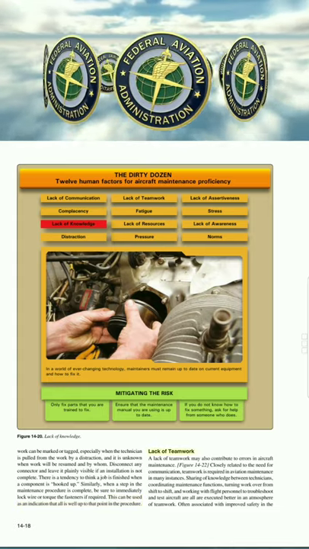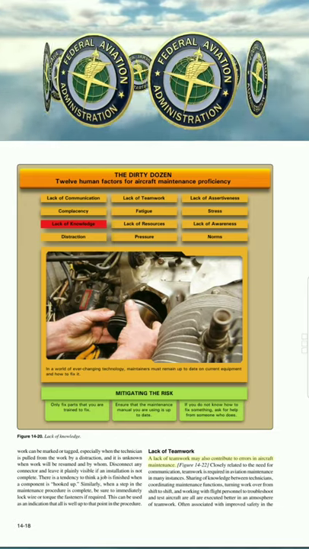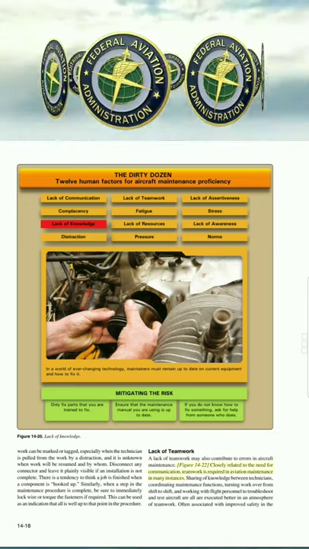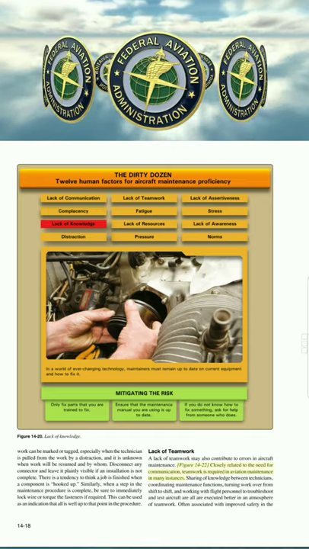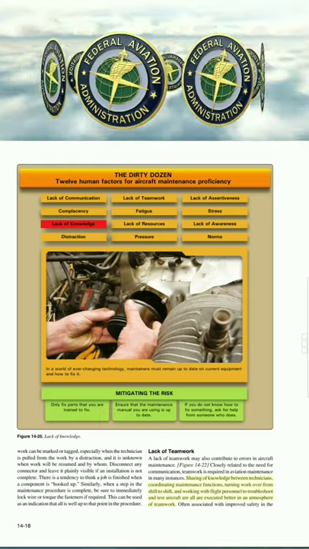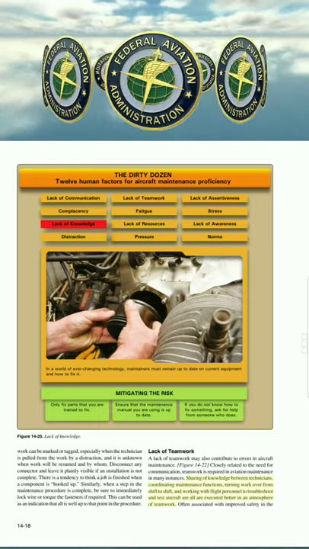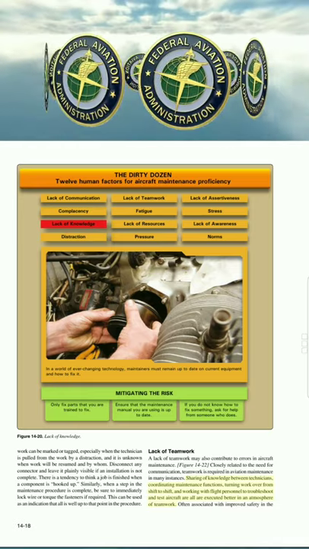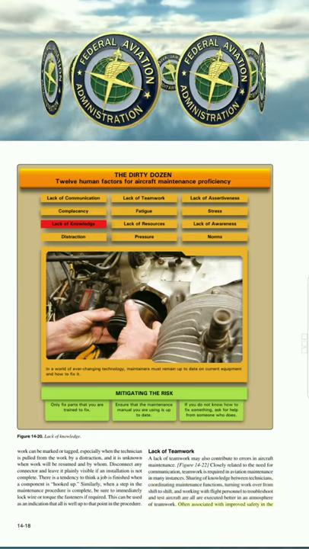Lack of teamwork. Lack of teamwork may also contribute to errors in aircraft maintenance. Figure 14-22. Closely related to the need for communication, teamwork is required in aviation maintenance in many instances. Sharing of knowledge between technicians, coordinating maintenance functions, turning work over from shift to shift, and working with flight personnel to troubleshoot and test aircraft are all executed better in an atmosphere of teamwork, often associated with improved safety in the workplace.